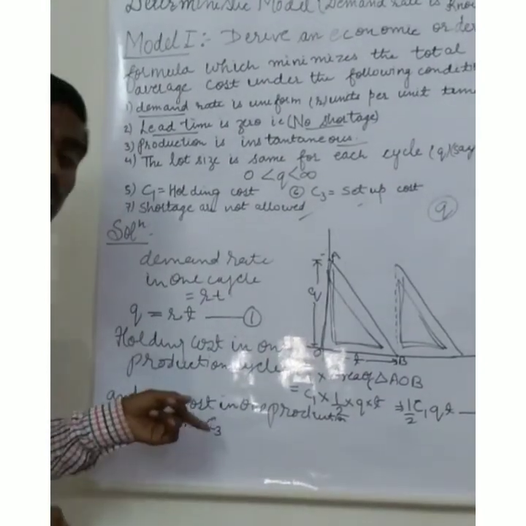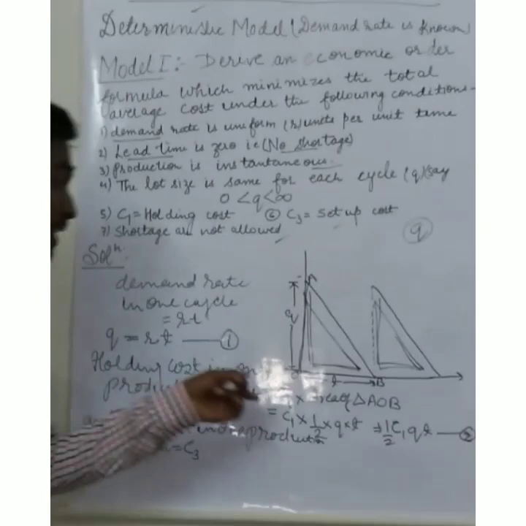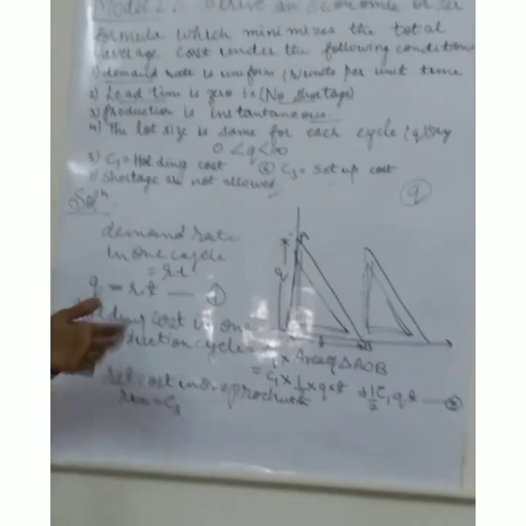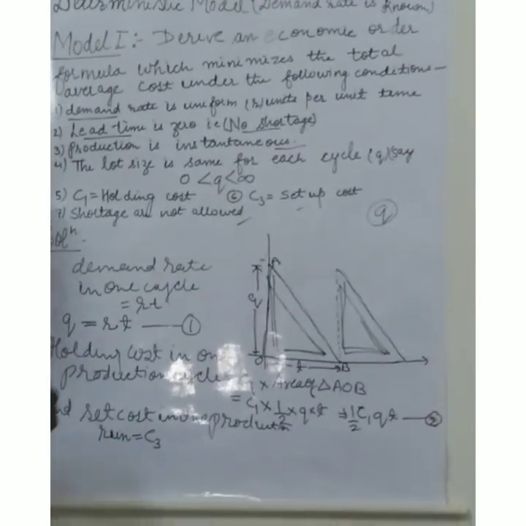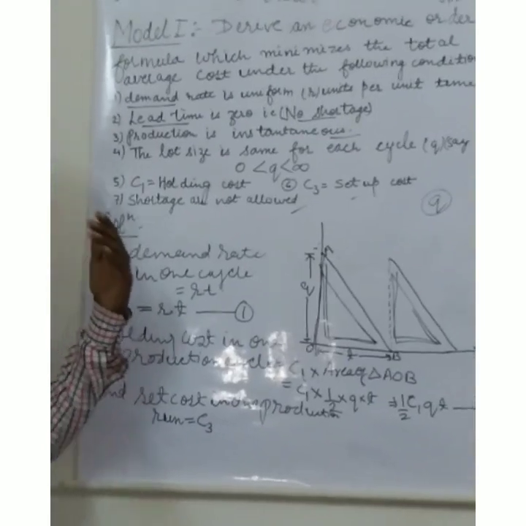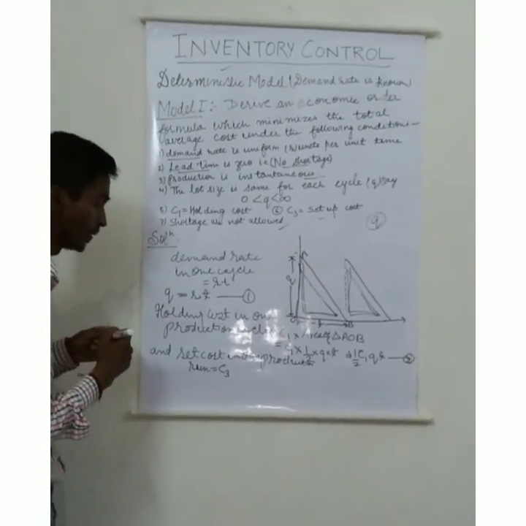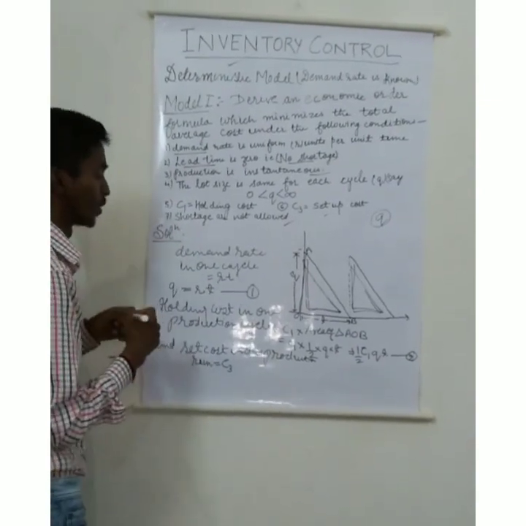Production setup cost is only C3, and holding cost is C3 into half C1 into QT, because whenever we are holding any inventory, with the passage of time our holding cost increases. But the setup cost is C3 only, because we are only giving the amount at one time. Okay, so C3. So what is the total cost?